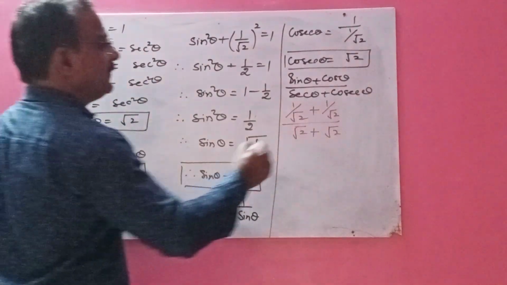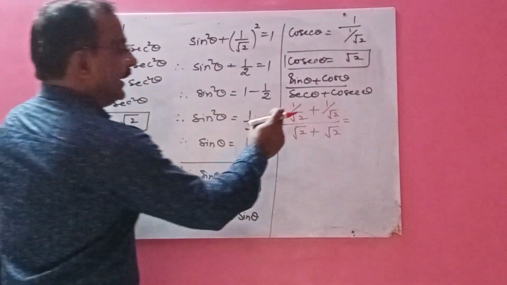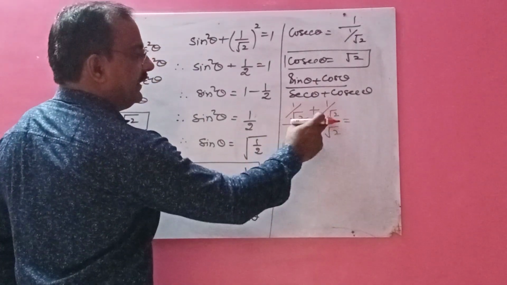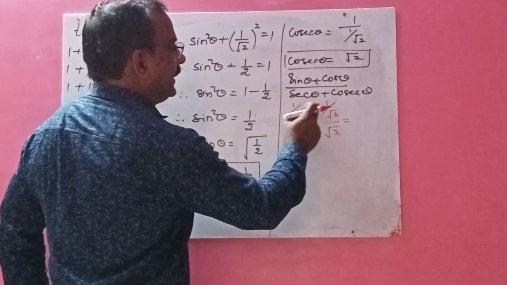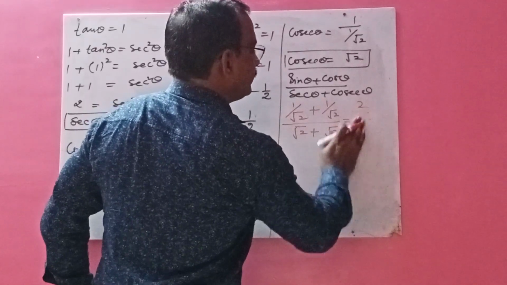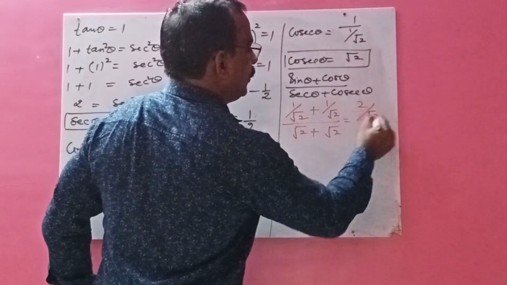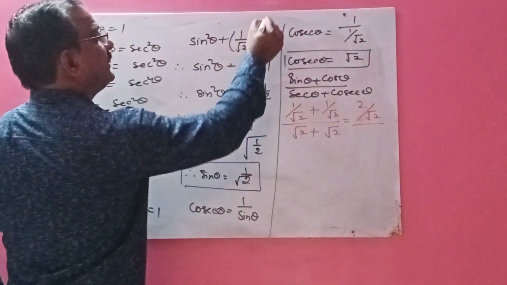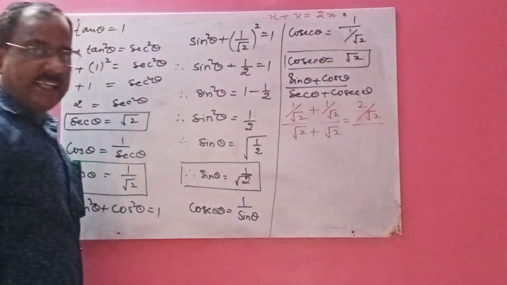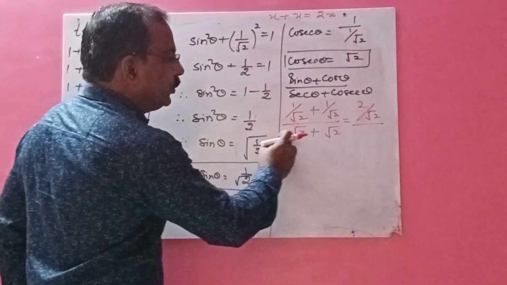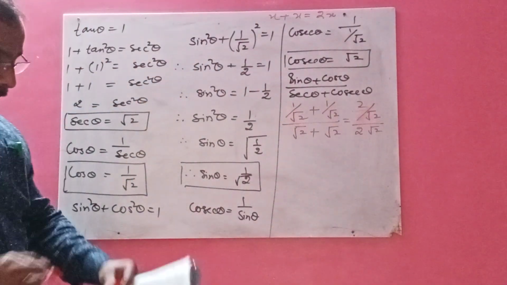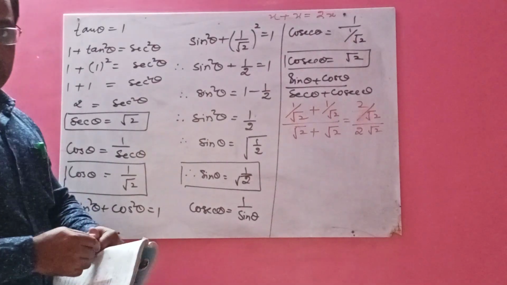Now how to solve this? See, in the numerator, both have the same denominator, children. So 1 plus 1 becomes 2 upon root 2, divided by the denominator. Like, children, x plus x is 2x. Same way, root 2 plus root 2 becomes 2 root 2.